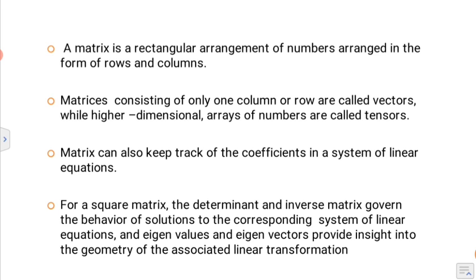Matrices consisting of only one column or one row are called vectors, whereas higher dimensional arrays of numbers are called tensors. Matrices can also help to keep track of the coefficients in a system of linear equations. For a square matrix, the determinant and the inverse of a matrix govern the solution of the corresponding system of linear equations. Eigenvalues and eigenvectors provide an insight into the geometry of the associated linear transformation.